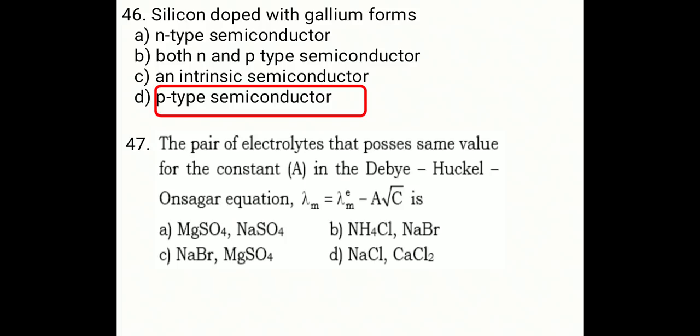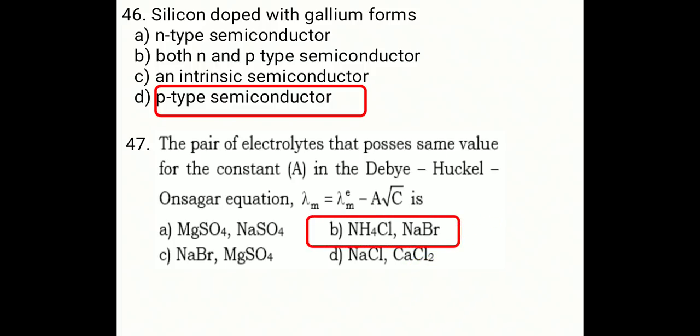The pair of electrolytes that possess the same value for the Debye-Hückel-Onsager equation. Here it is actually a higher level question. Fine, they have given the A value, and it depends on, remember, charge. Both the charges should be same. See here, Mg2 plus and Na plus, the charge is not same, so it is wrong. Na plus and Mg2 plus is also wrong. Na plus and Ca2 plus is also wrong. But NH4 plus and Na plus, this is correct because both have plus 1 charge. So the answer for this question is B.